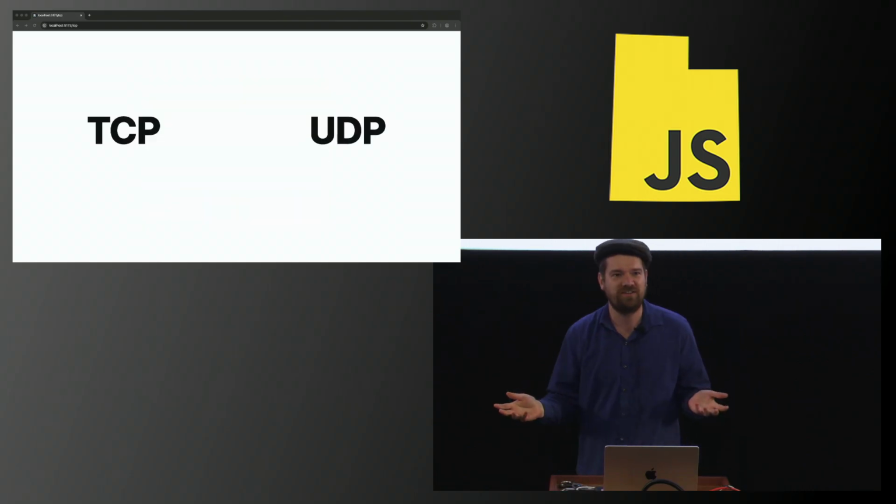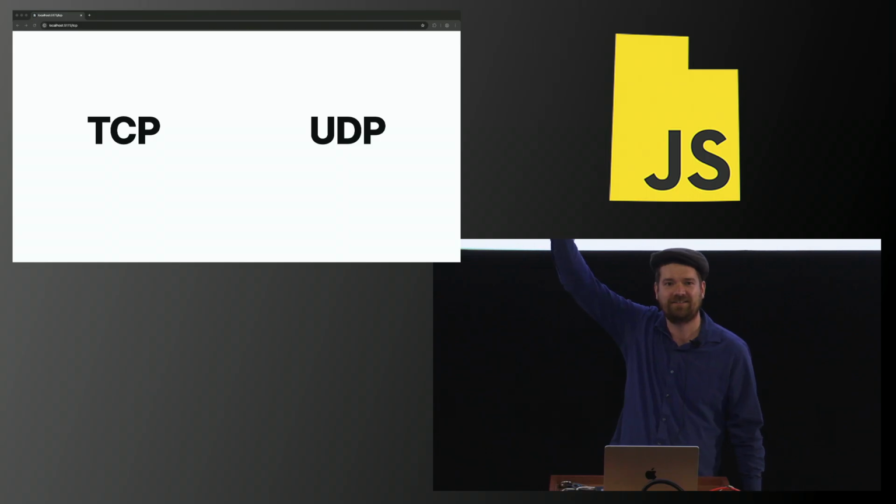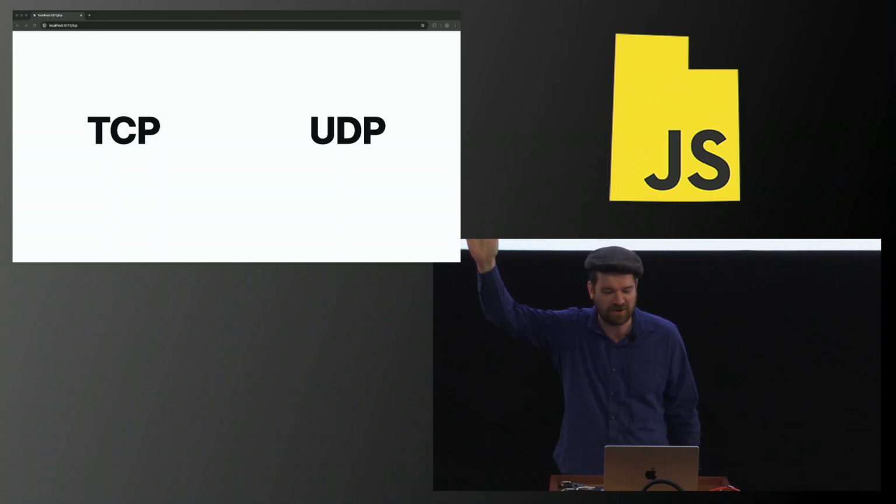Is anyone not familiar with TCP and UDP? Raise your hand high in the air like this. Oh, good. Then you're going to get my jokes.